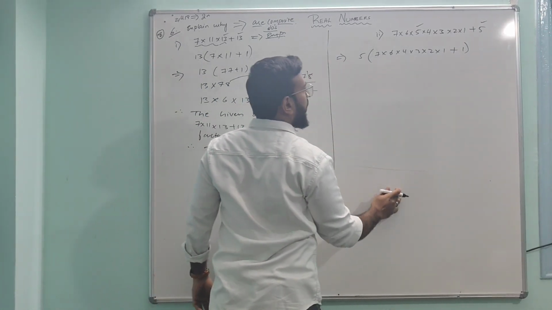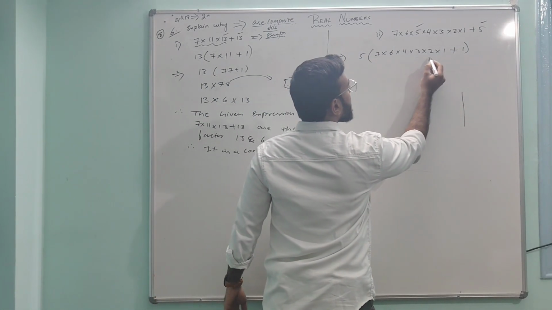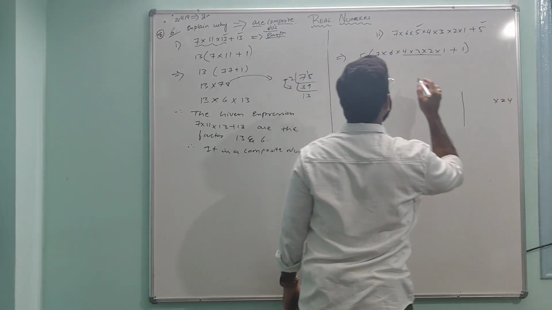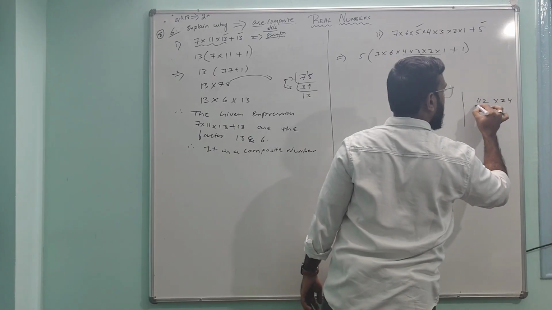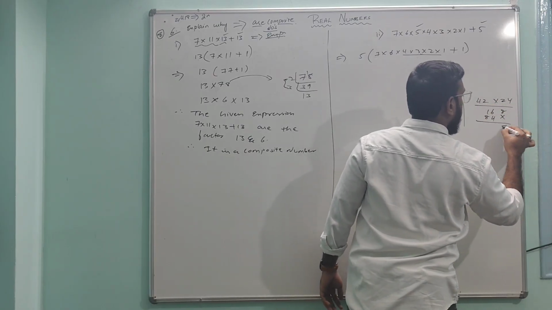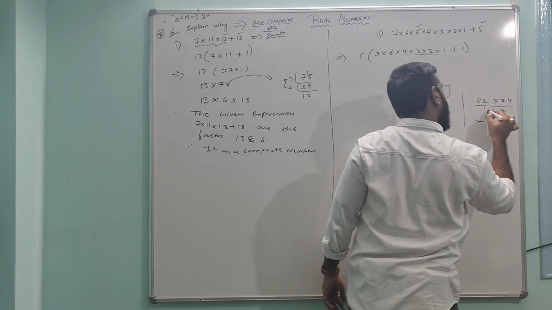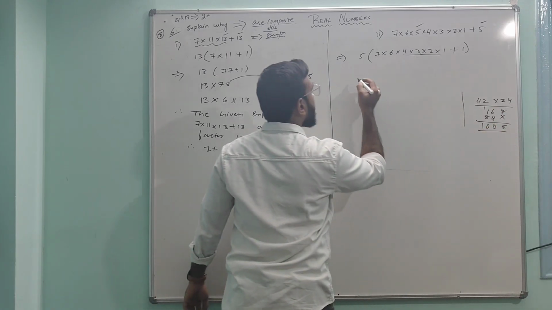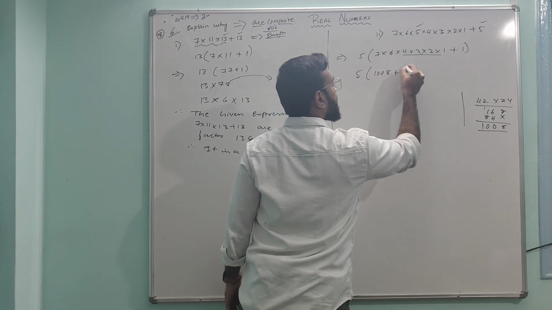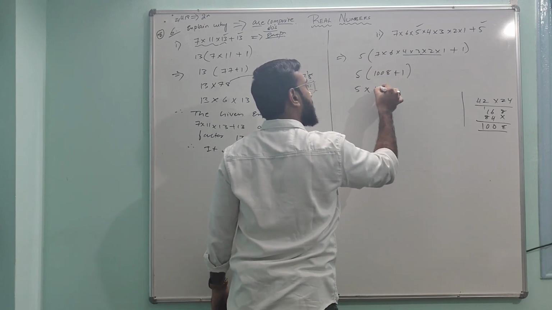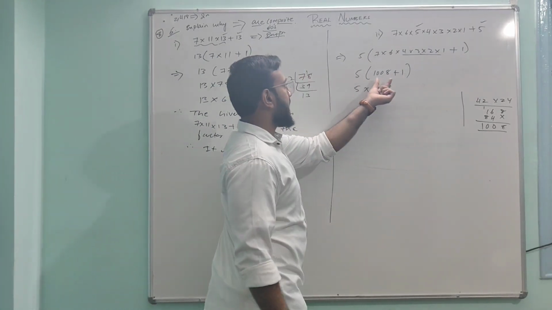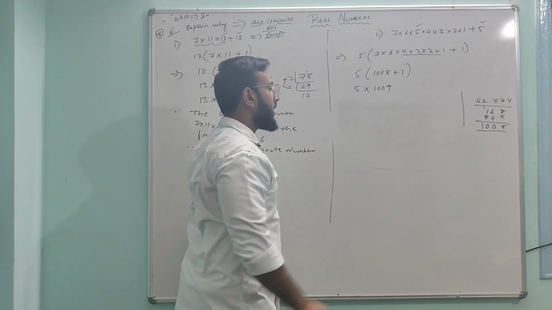If I multiply all these, what will I get? 3 2s are 6 here. 6 4s are 24. 24 into 7, 6 are 42. 4 2s are 8. 4 4s are 16 into 2 2s are 4. 4 2s are 8, 8 6 plus 4 10, 1 8 plus 1 9, 10. 1008. After we multiply, we get 1008 plus 1, which is 1009. So 5 into 1009.